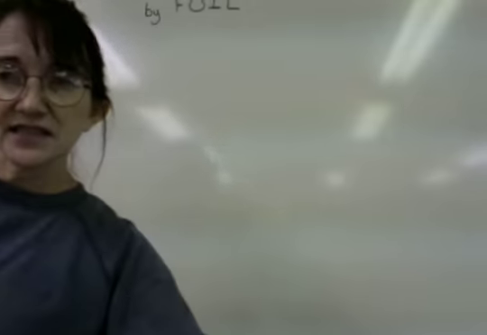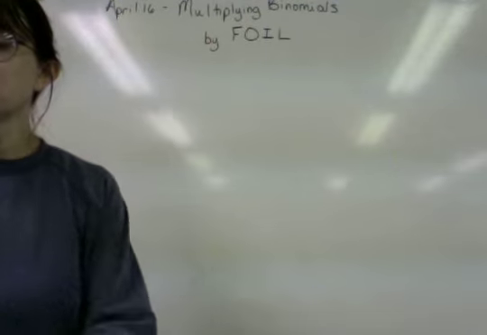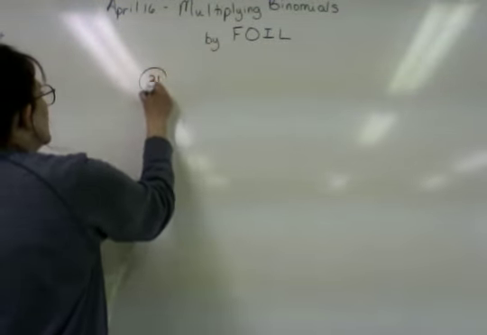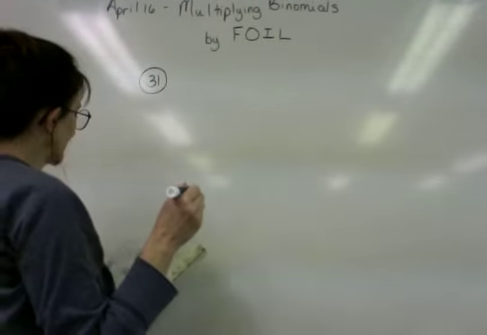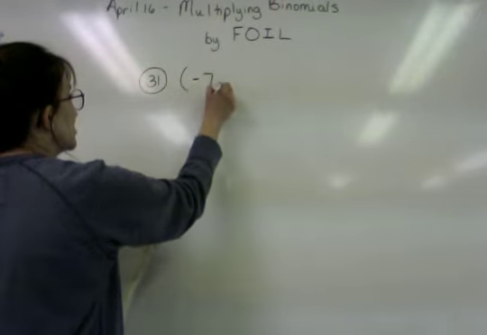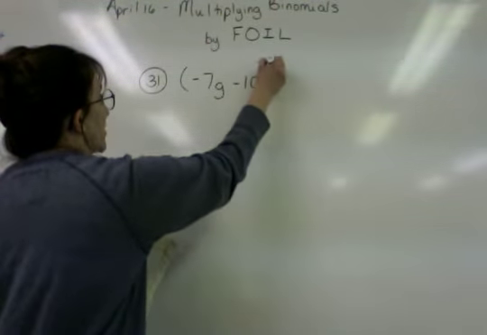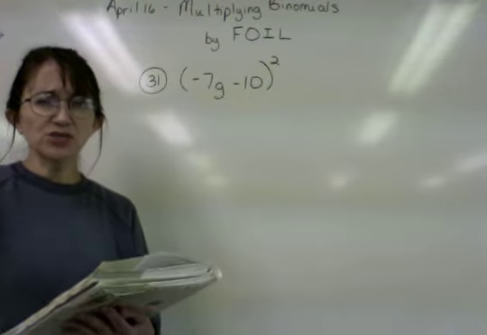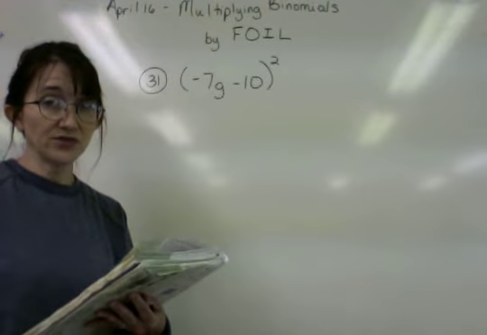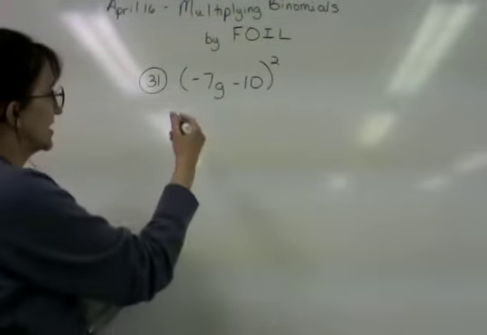which is 31. So let me go ahead and write down 31. That's from your book. Let me bring it over here so I can see it. So 31 on page 387 looks like this. I have a negative 7g and a negative 10, and then I'm squaring that. And they expect you to realize that's multiplying two binomials together where I need to use FOIL, because we haven't gotten into special products yet. Eventually, you'll have that down.